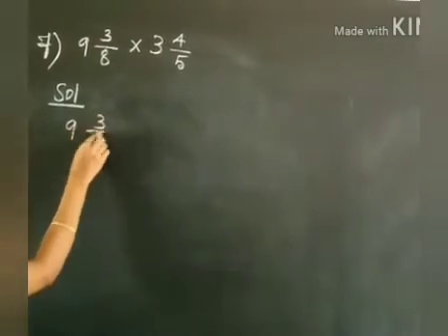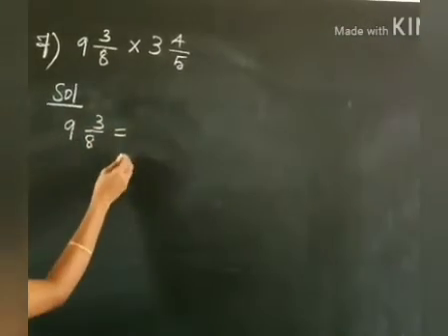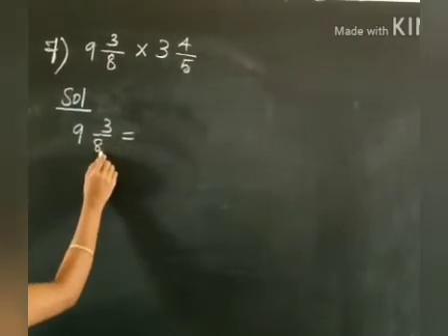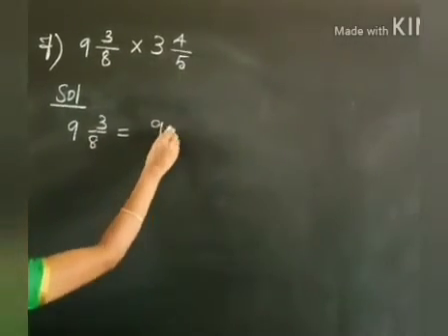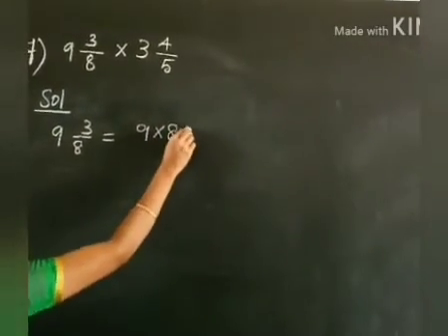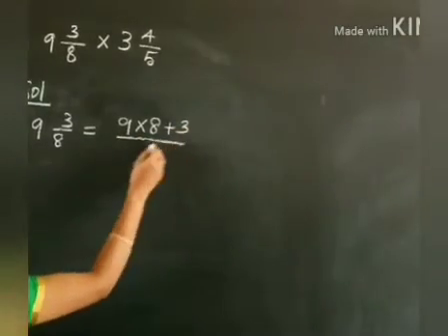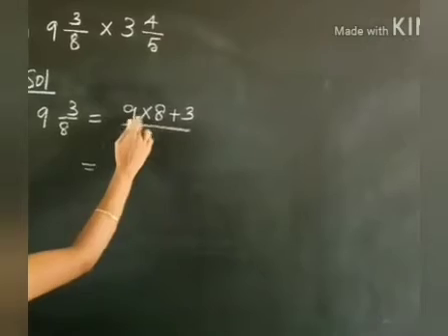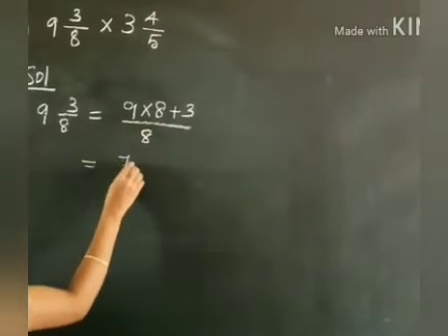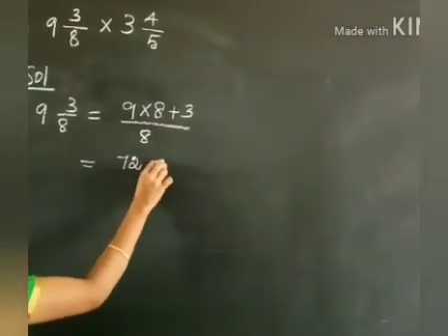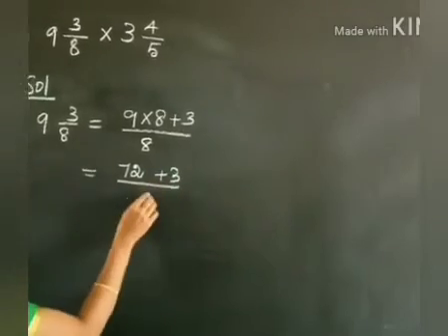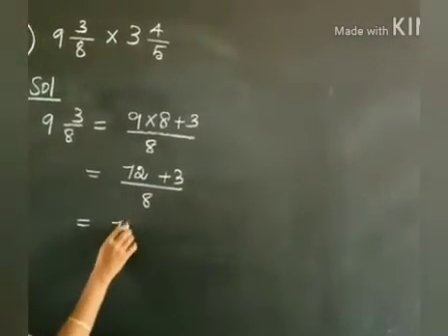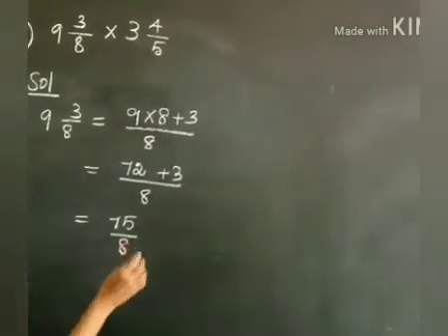9 3/8 equals whole number into denominator plus numerator, divided by denominator. That is 9 into 8 plus 3, divided by 8. 9 8s are 72, plus 3 divided by 8, which is 72 plus 3, 75 divided by 8.